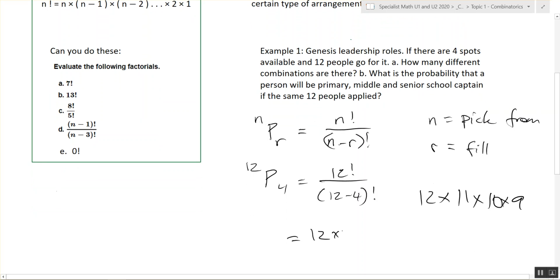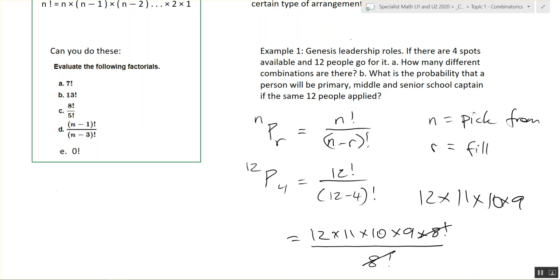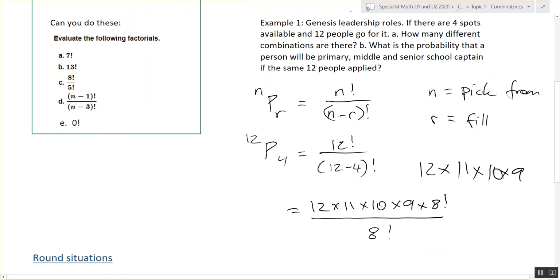The top row is 12 times 11 times 10 times 9 times 8 factorial, yeah? And on the bottom is 8 factorial. So the 8 factorial, what happens? Does that make sense? So either way you get the same answer. If you did the method we did last week, or if you do the method of the rule of permutations, you're going to get the same thing.